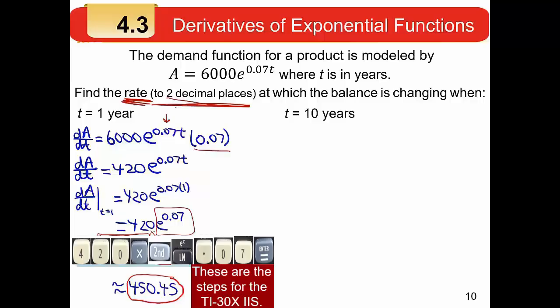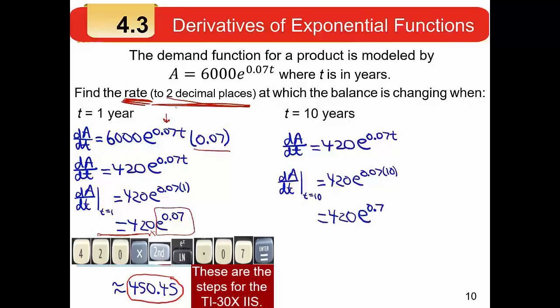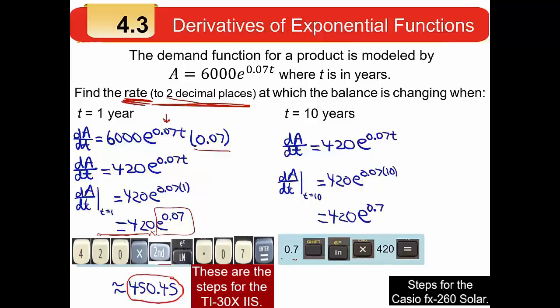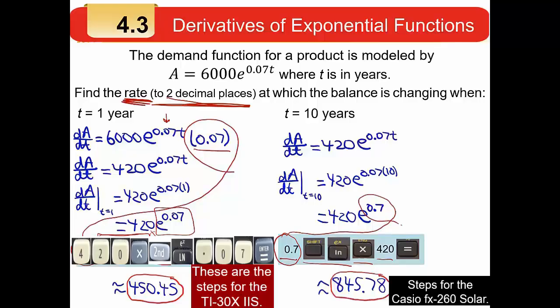Same problem now, except t equals 10 years. So we take the same derivative we already found. We don't have to do it over again. But this time plug 10 in. Well, 10 times 0.07 is just 0.7. To calculate that, it's the exact same calculation as we did earlier, with one exception. We do 0.7 instead of 0.07. So when it's 0.07, you put in that. When it's 0.7, you put in that. Otherwise, it's exactly the same calculation. And when you press equal to and round it to 2 decimal places, you'll get 845.78.